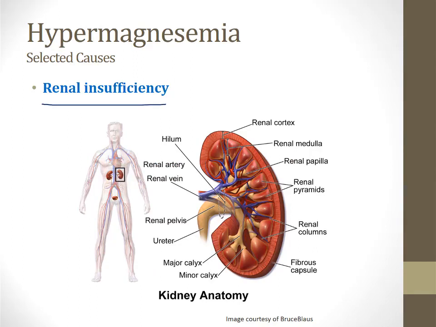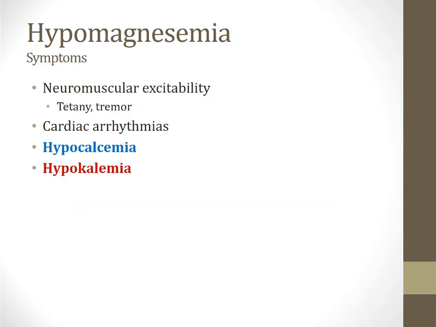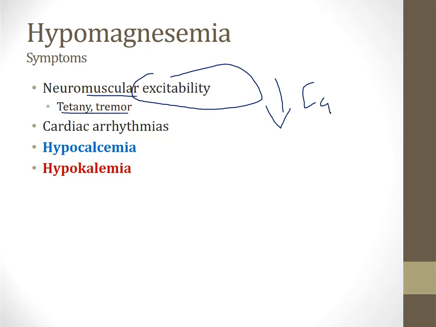When your kidneys don't work, you can't excrete magnesium, and this can lead to hypermagnesemia. Patients with hypomagnesemia also have neuromuscular problems, but in this case it's excitability, very similar to what we described before with low calcium levels. Patients with low magnesium levels can have tetany and also tremor. They can also have a number of cardiac arrhythmias.